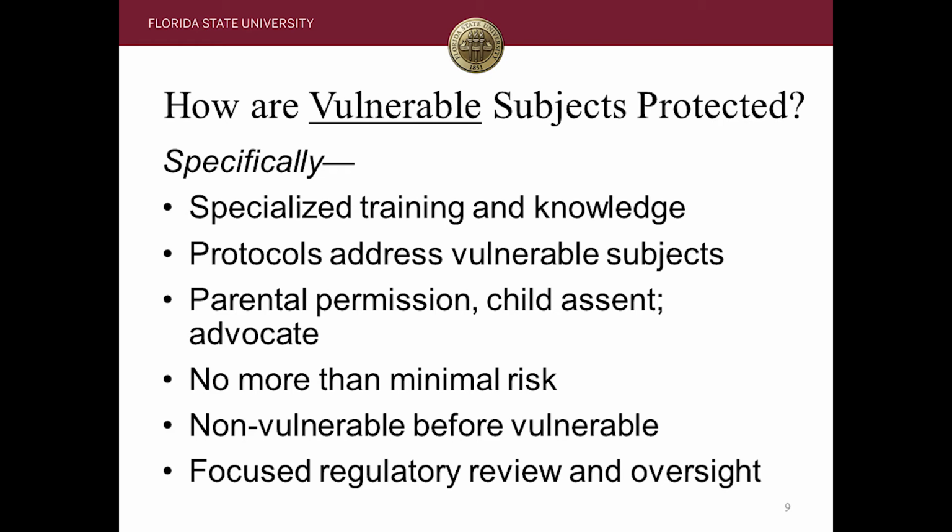The next to last bullet, what I've mentioned before, use non-vulnerable before vulnerable subjects. So clearly, if it's not necessary to involve persons who are mentally incapacitated, then don't. If you can get by using young adults as opposed to older age children, go for the younger adults. If prisoners are not necessarily required, but you can get similar information from those who've already been released, then use non-prisoners who are previously offenders. And then finally, for vulnerable subjects, there is focused regulatory review and oversight that I just talked about.